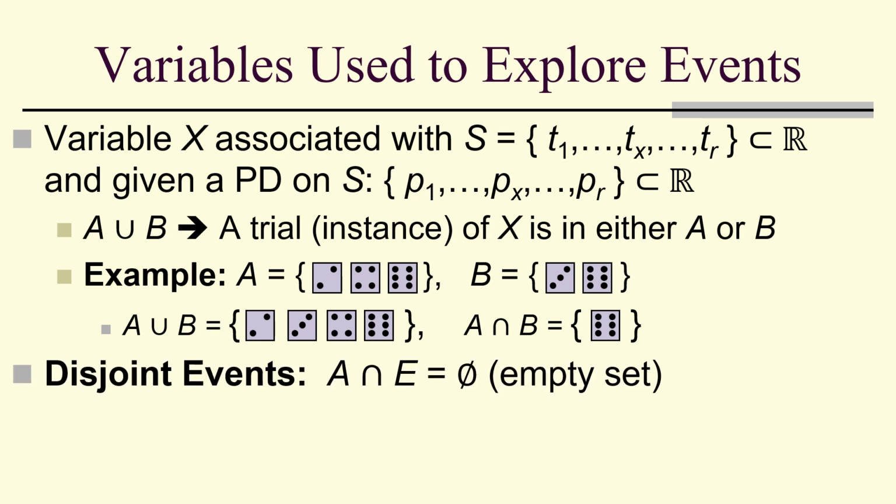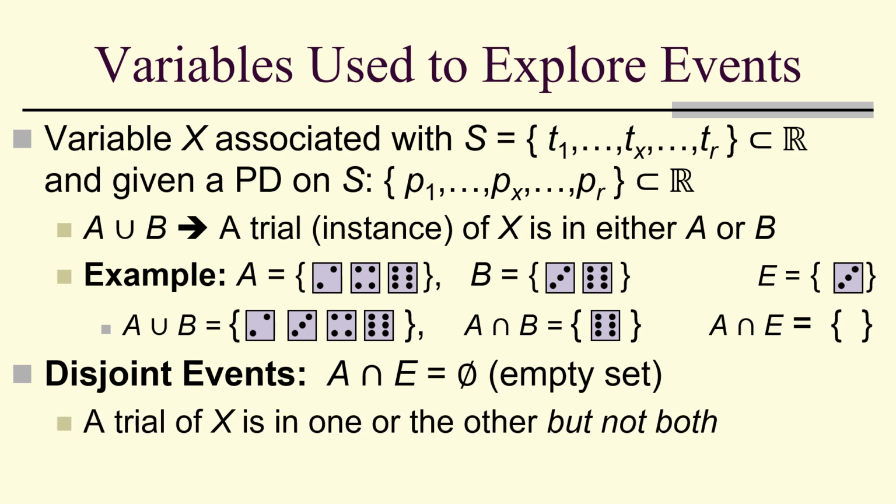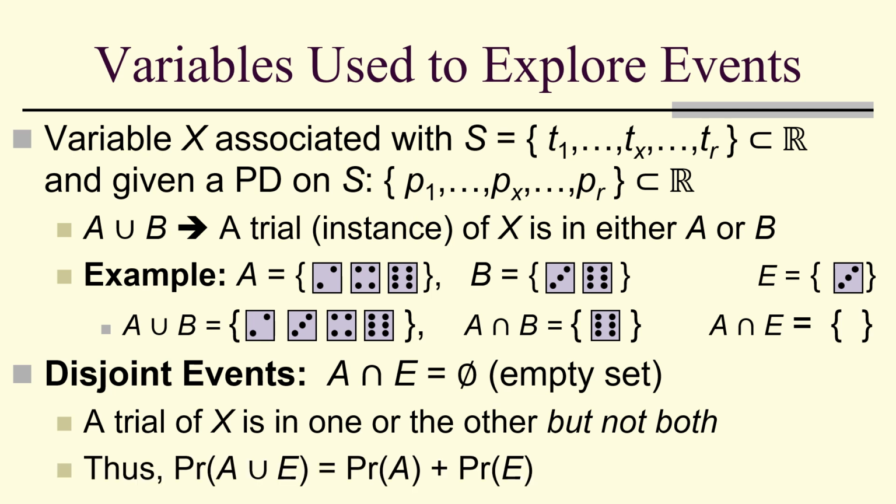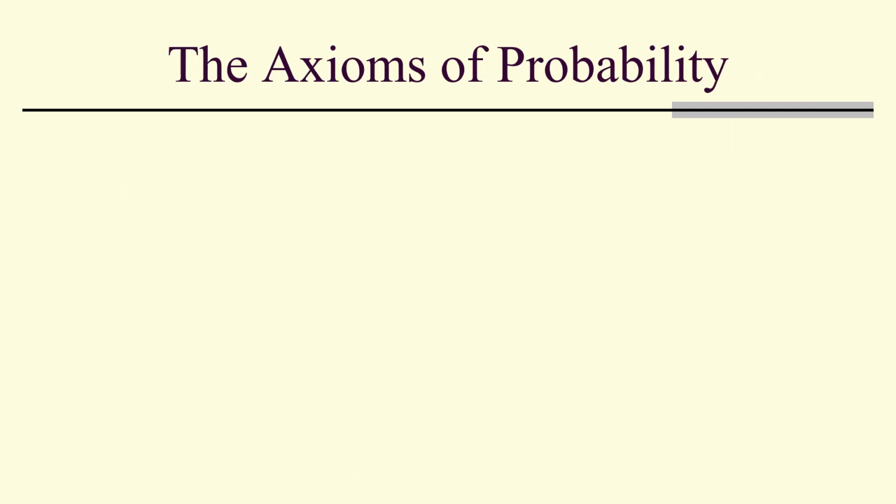Disjoint events are where their intersection is the empty set. For example, if we define this new event of just 3, that's not even. A is all even, so their intersection is the empty set. These are disjoint events. A trial of X is therefore in one or the other, but not both, which means that the probability of the union of disjoint events is the sum of the probabilities. This is actually an axiom of probability. So here are the axioms of probability.